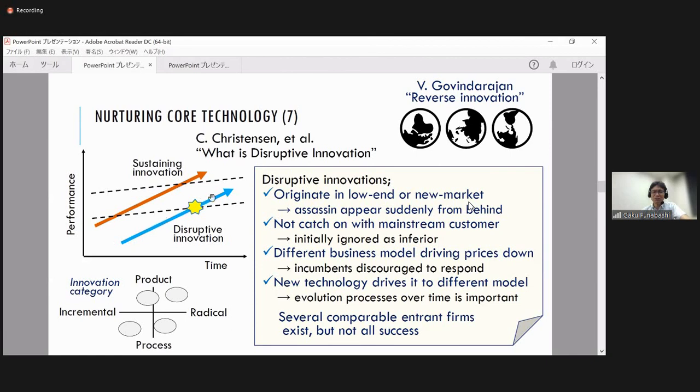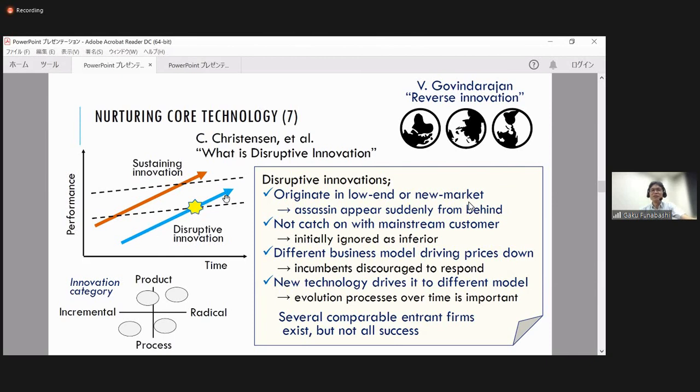But this blue line, the newcomers, first takes time to meet the low-end market, but suddenly after they meet it, many people started using it, and even high-end market people started using it. So that is a disruptive innovation.